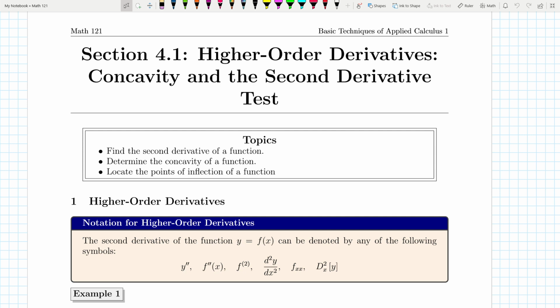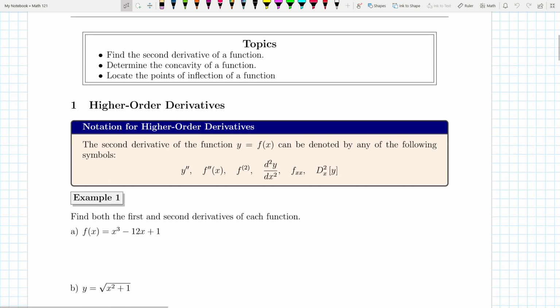Alright, in this video we go over section 4.1, which is higher order derivatives, and we were going to use this to find the intervals where a function is concave up, concave down, and then use the second derivative test to determine two things. Number one, to determine if we have points of inflection, and to determine if we have maximum and minimum points. Alright, so first let's define higher order derivative.